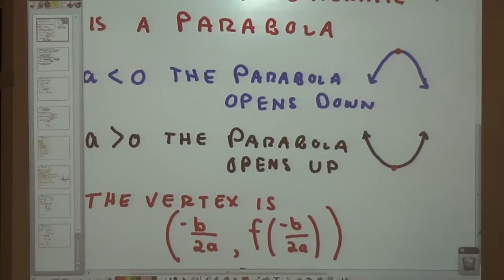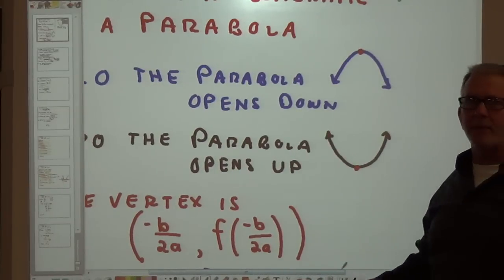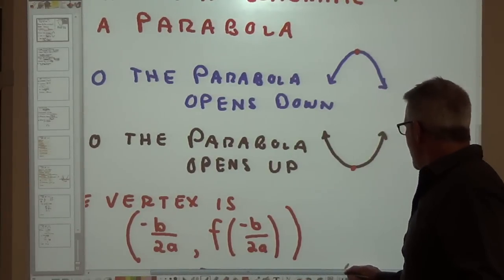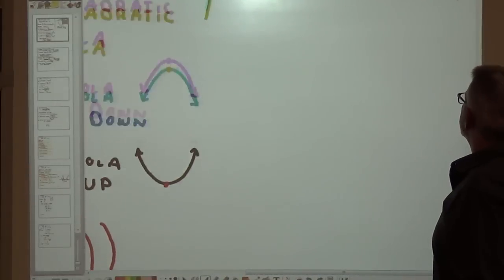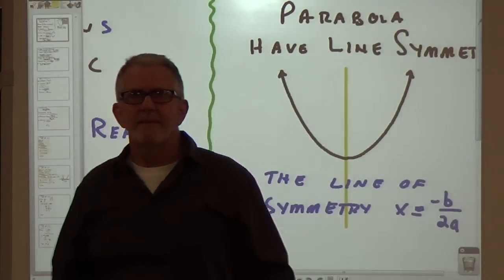Do I have anything else over here? I don't, but I have something over here. You know what else is nice about a parabola? Parabolas have line symmetry. They have line symmetry.